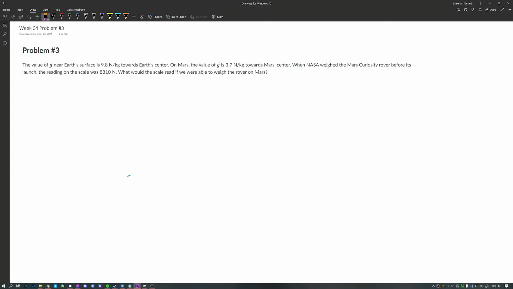Hey everyone, we are working on problem number 3 from week 4. Let's see what the problem says. It says the value of G near the Earth's surface is 9.8 newtons per kilogram towards the Earth's center.